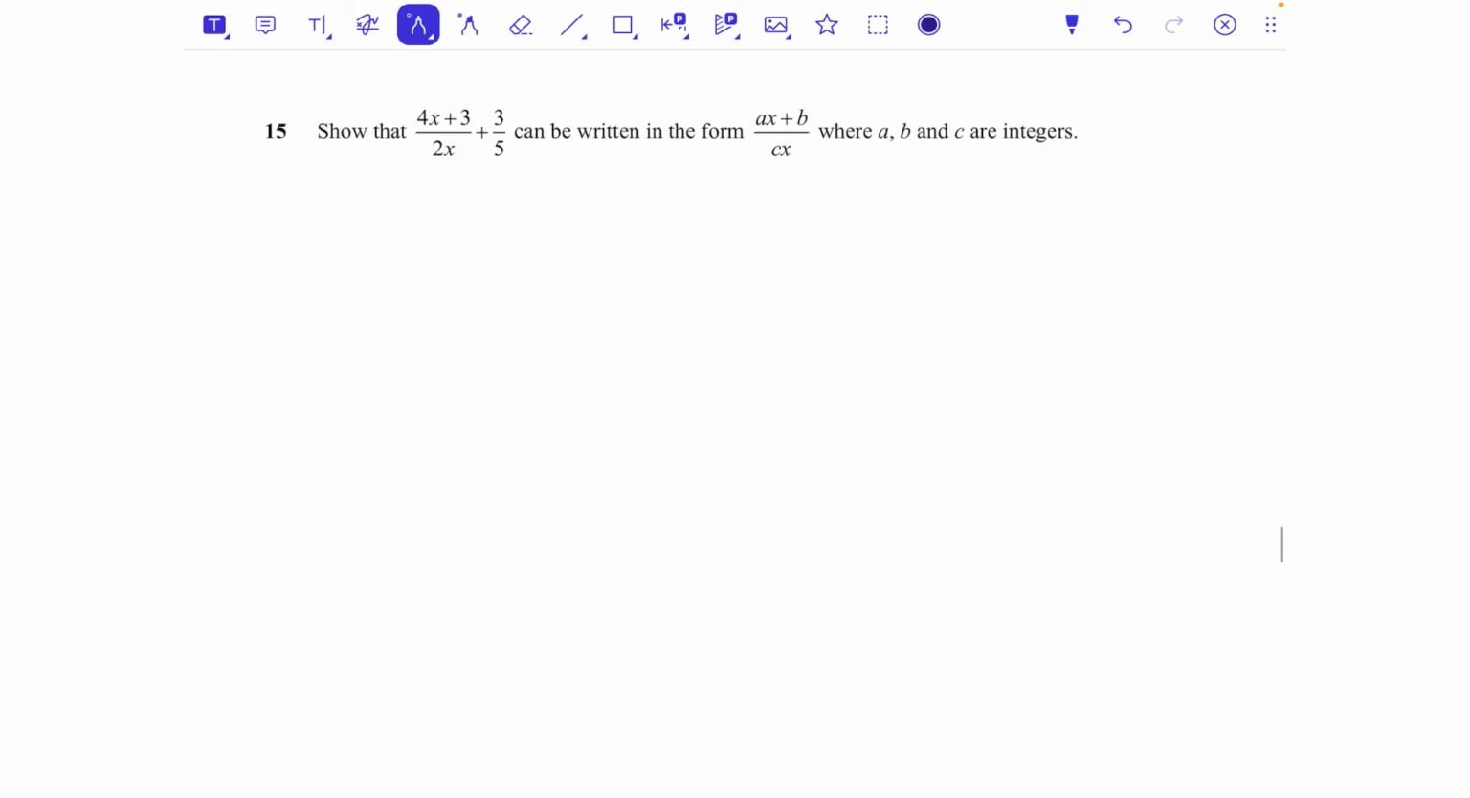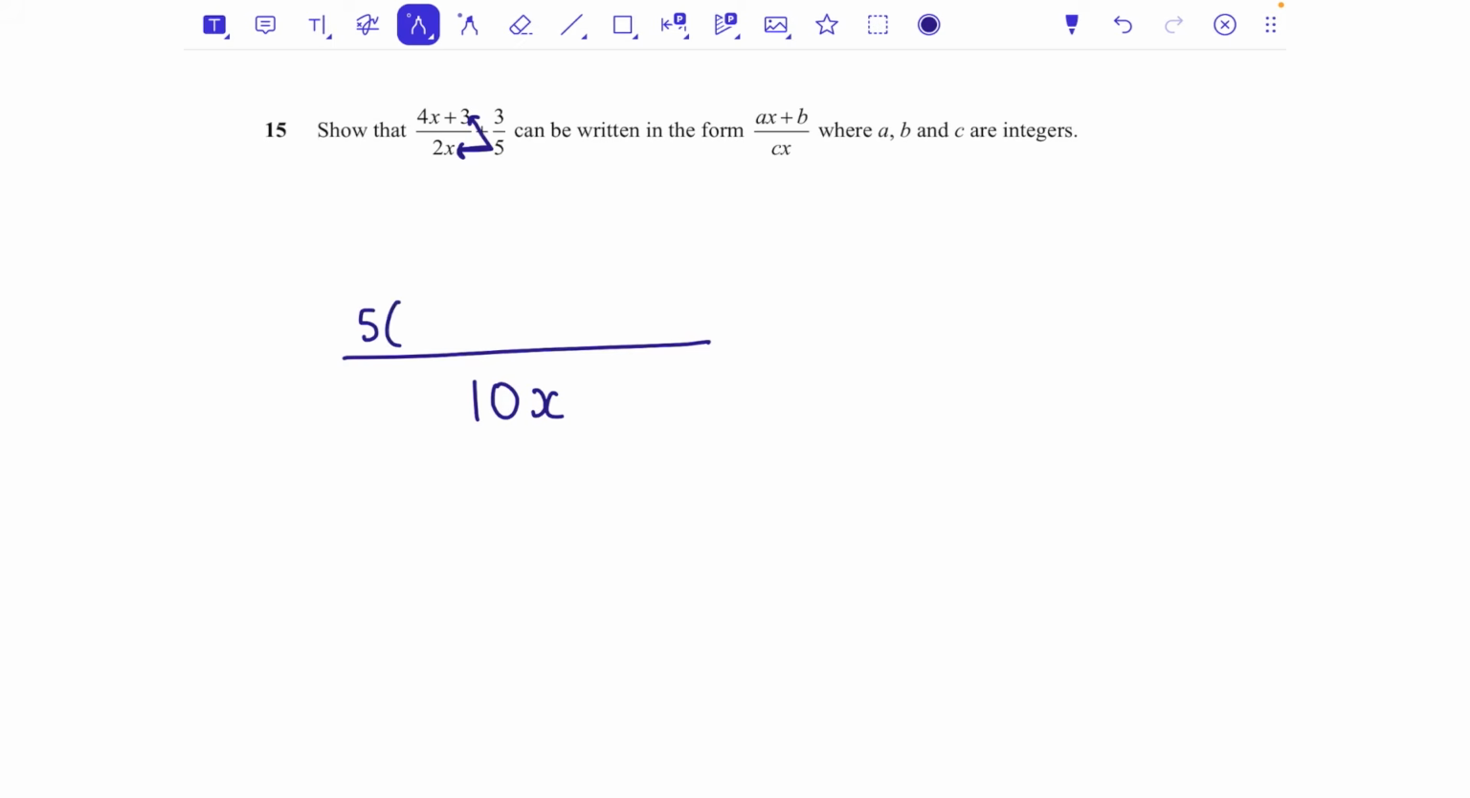Okay, question number 15. Show that 4x add 3 over 2x add 3 over 5 can be written in the form ax add b over cx, where a, b and c are integers. So to add fractions, we need to make the denominators the same. And the easiest way to do that is to multiply them together. We don't know what x is, but we know that if we times them together, we'll definitely get a number in both of their times tables. So on the denominator, I'm going to put 10x. I've multiplied them together. Because I've times this by 5, I also need to times this by 5.